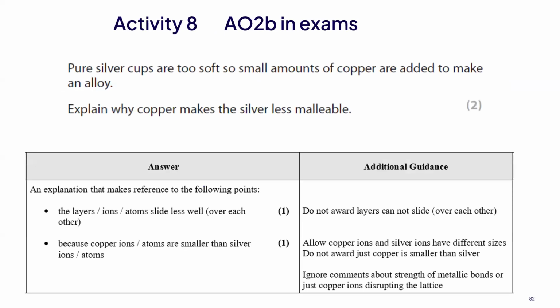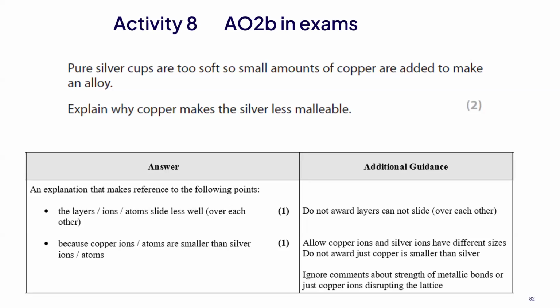Here's the first question. It's an AO2B question. Pure silver cups are too soft, so small amounts of copper are added to make an alloy. Explain why the copper makes the silver less malleable. An explanation that says the layers of ions or atoms slide less well over each other. The words in brackets are not important here. But notice under the additional guidance, do not award the layers cannot slide over each other, or any words to that effect, of course.